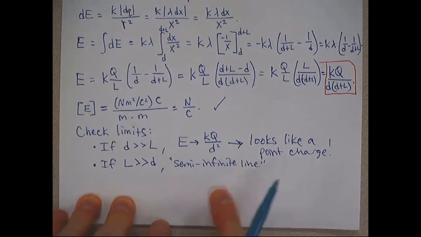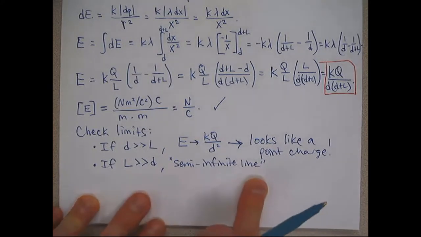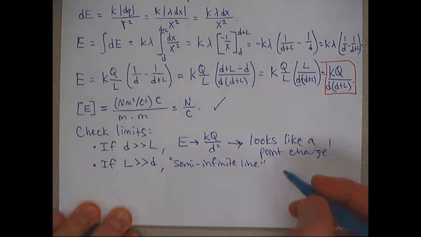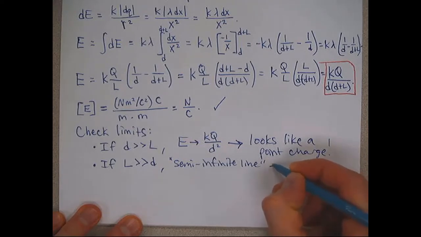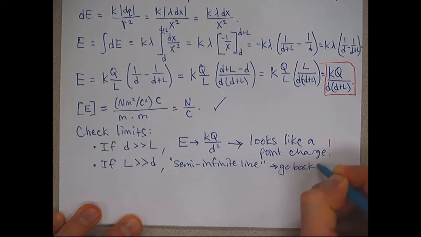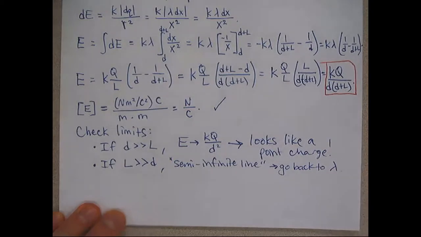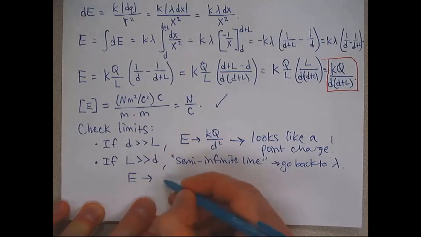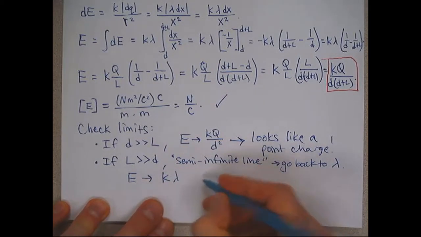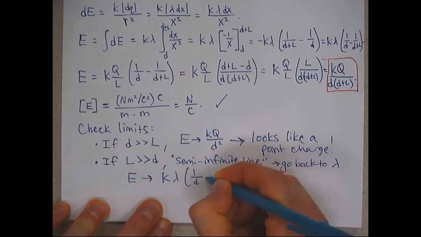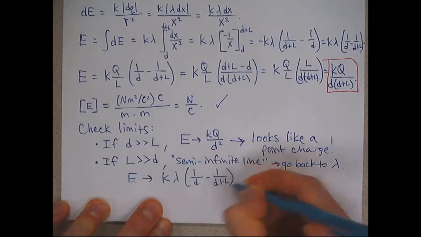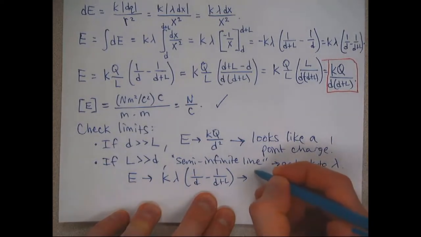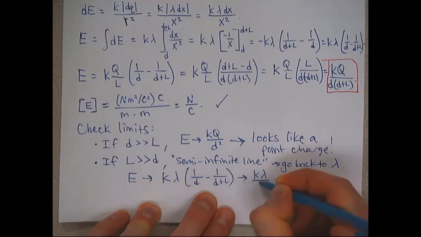Well, a uniformly charged semi-infinite line has infinite charge. Just allow that L to go off to infinity. So you should really think about it, or go back to the idea of lambda, charge per unit length, and what happens in your expression now. You had k lambda times 1 over d minus 1 over d plus L. This term goes to 0 when L is very large. You just have k lambda over d.